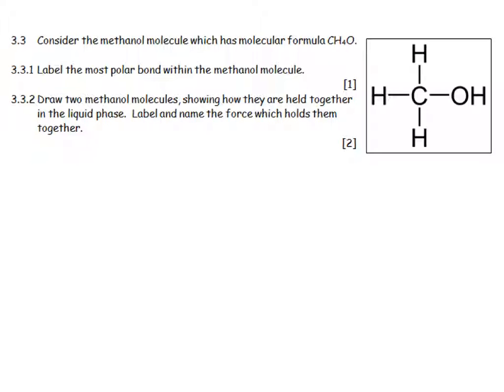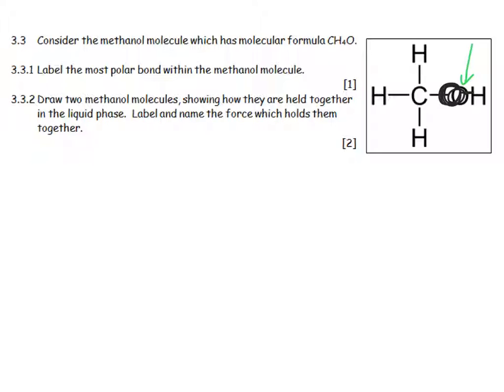Consider the methanol molecule, which has a molecular formula that has been given. Label the most polar bond. I had kind of broken something up for you here and made it a little bit clearer. I put the O over there and then put a line there for you to clearly show that that was a bond. And as a bond, it is the most polar between oxygen and hydrogen. So that was your label over there of the most polar bond.